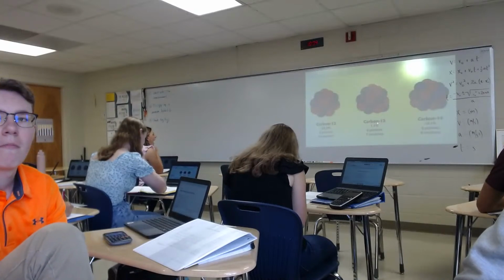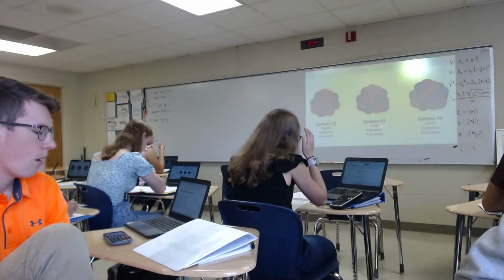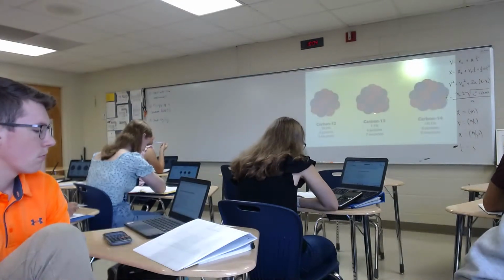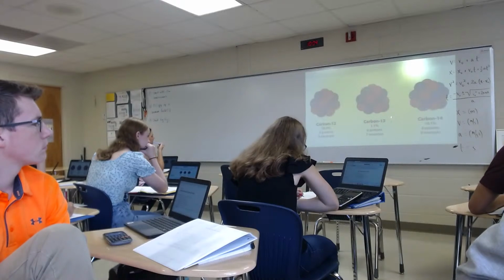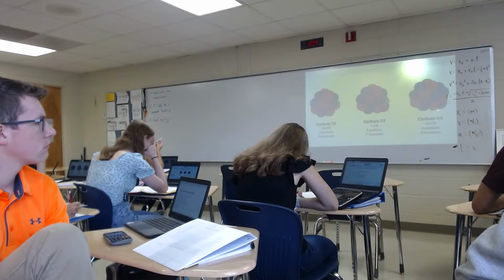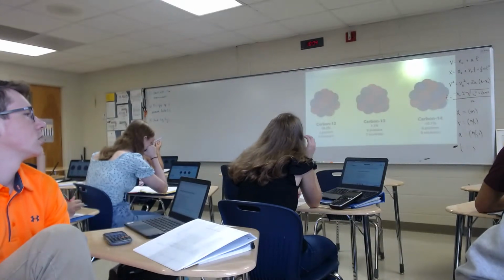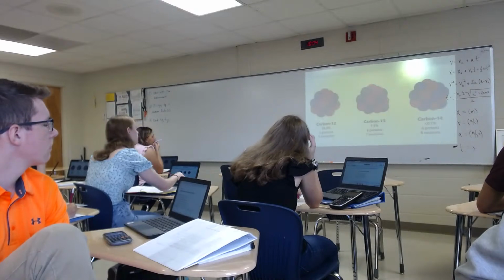1%, 1.1, whatever, close enough, 1% of carbon atoms have 7 neutrons. So 6 plus 7 is how much? 13. So that gives this carbon atom a mass number of 13. This one's got a mass number of 14, which means it has how many neutrons? 8. 14 minus 6 is 8.